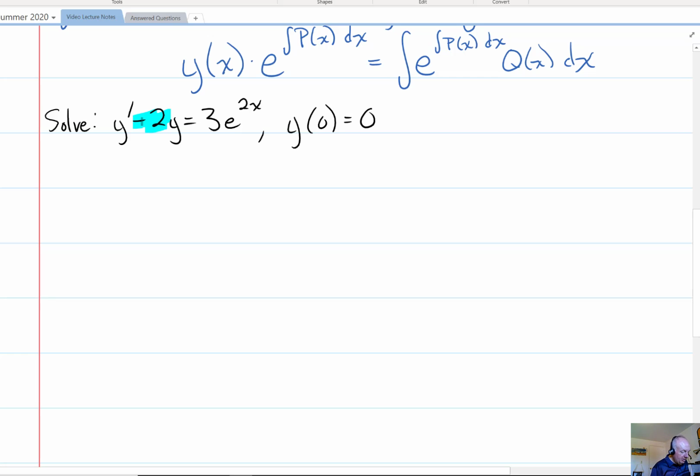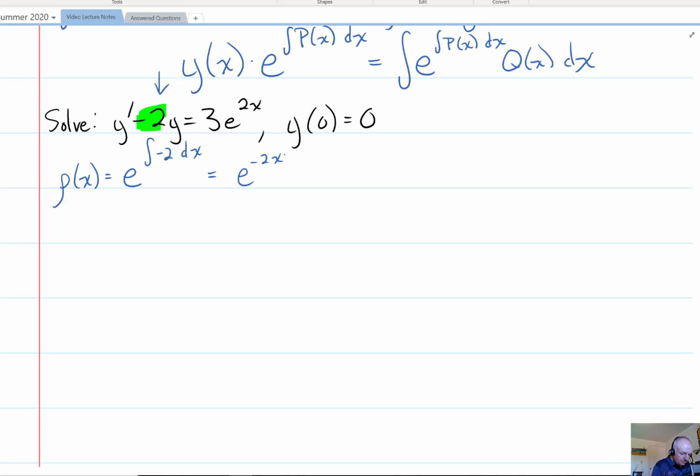I've got something times y, okay, and that something is a -2. Okay, that's important because that something is what gets used as p of x, right? And then equals some function of x. So if I'm going to solve this, the first thing I'm going to do is find the integrating factor rho, which is just e raised to the integral of -2 dx, right? I just have to integrate p of x. So just doing that real quick, that's going to be e to the -2x. And we don't worry about the plus c for the integrating factor.